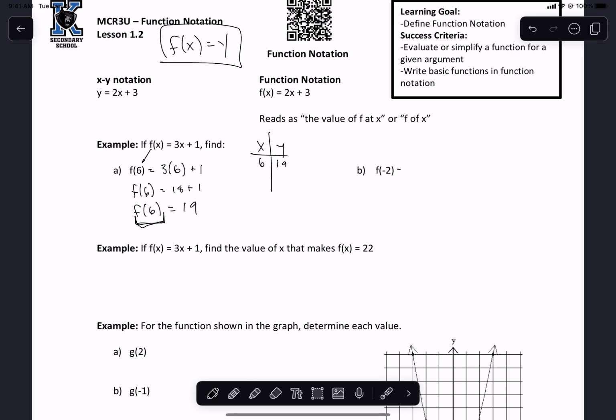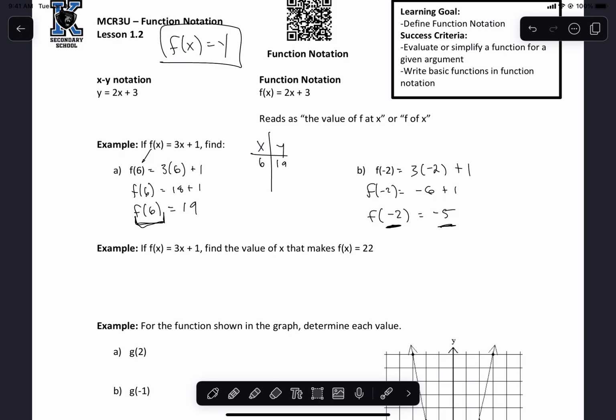And f at negative 2 is going to be 3 times negative 2 plus 1, I mean negative 6 plus 1. So very clear: when x is negative 2, the y value of the function is negative 5, just like a table of values. That's pretty much all we're doing today, with some tweaks to that. Everyone okay? All right.